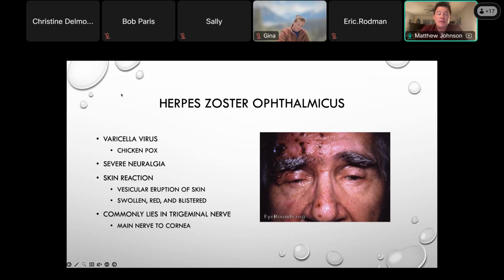So next up, we have herpes zoster ophthalmicus. Again, I call this the cousin because it's another form of the herpes virus. And this specifically is the varicella virus, which is caused from chickenpox. Now, back in the day, we were all exposed before there was a chickenpox vaccine. Heaven knows I exposed half of my kindergarten class.